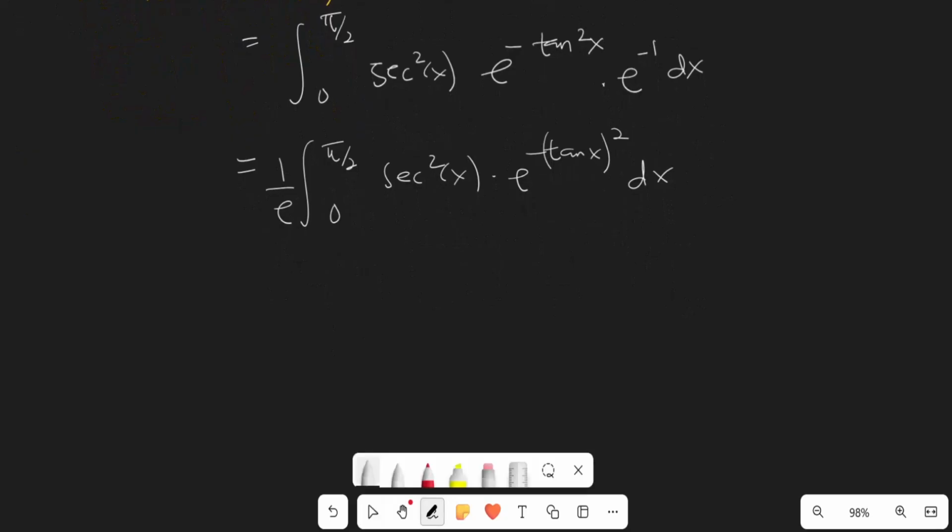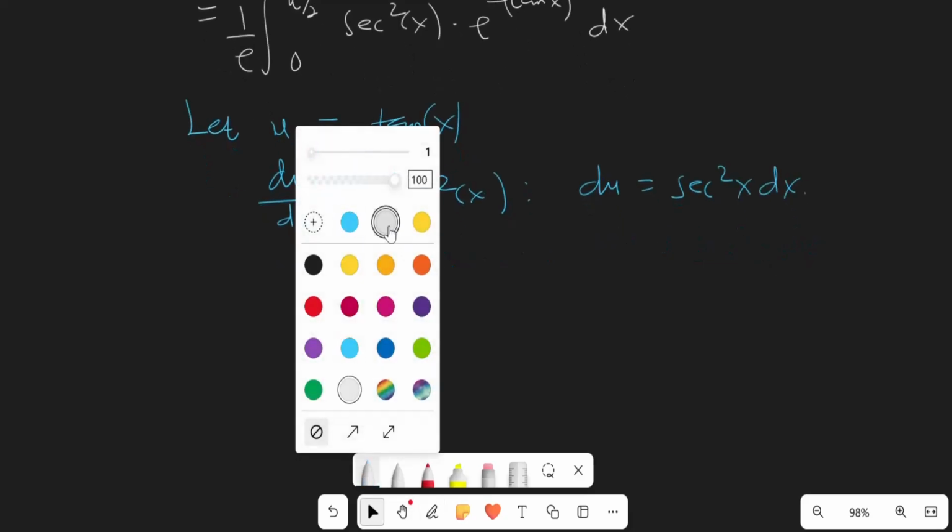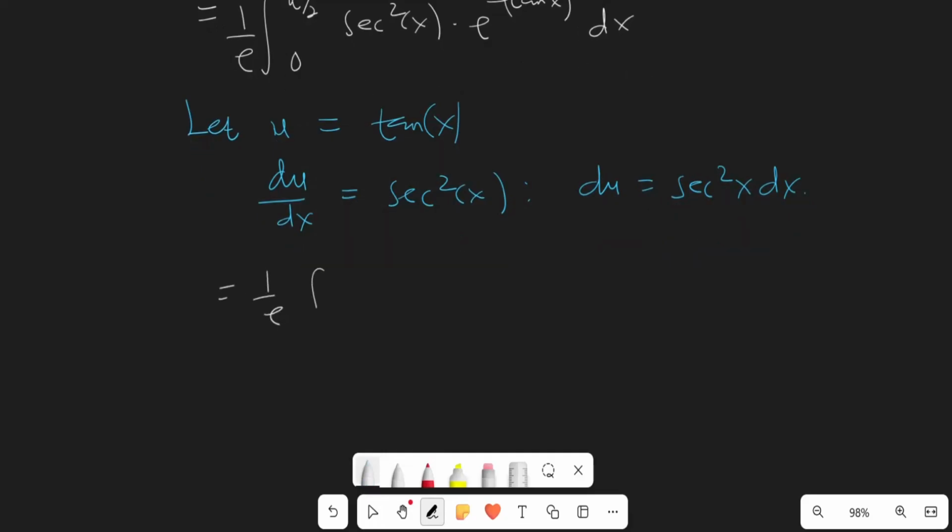So you can use a u-sub here. We can let u be equal to tan x. So du dx is equal to secant squared x, which implies that du is equal to secant squared x dx. Our integral can be written as 1 over e, the integral from 0 to pi over 2 of e to the negative tan squared x times secant squared x dx.